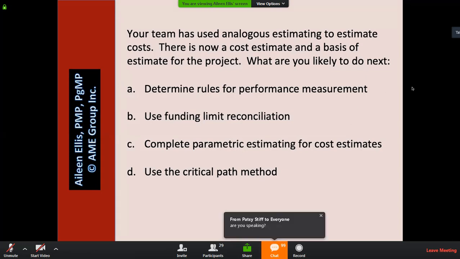So you can see that we're getting different answers from different people. So we've just estimated costs. We have a cost estimate, we have a basis of estimate. What are you likely to do next? So tell me, what process have we just completed?